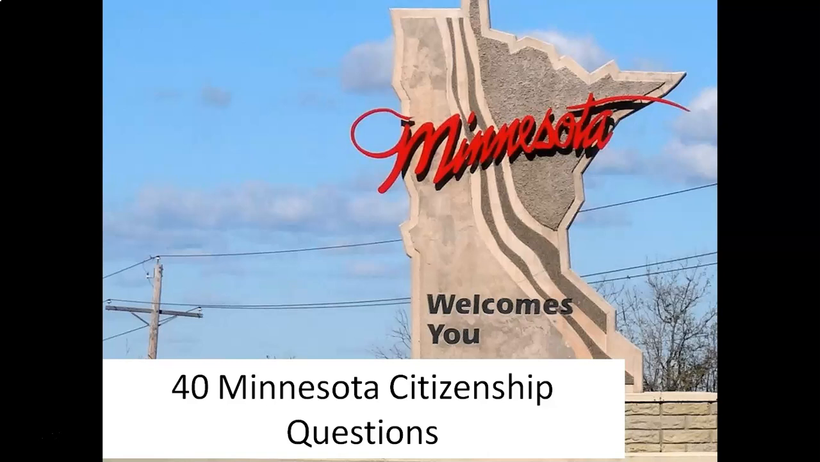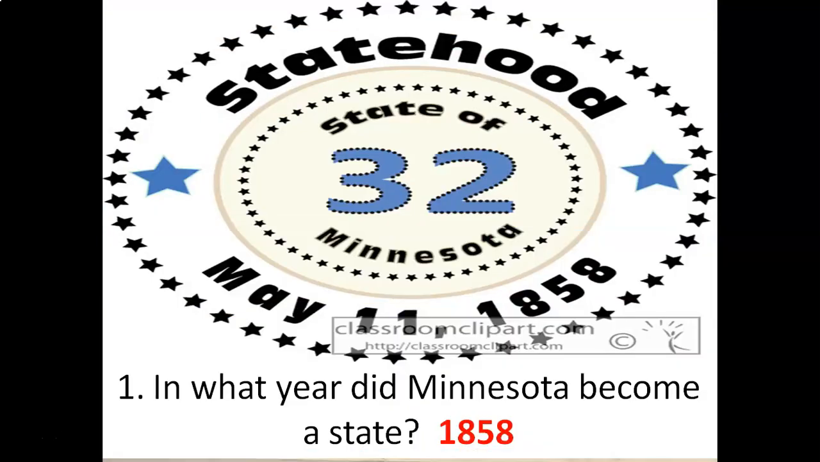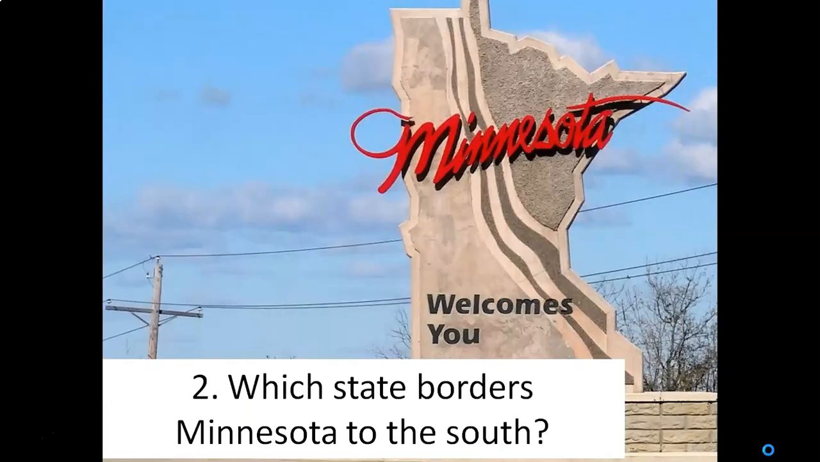So let's begin. In what year did Minnesota become a state? That was in 1858, and the answers will be in red text. So I will ask the question, then in the next slide I will have the answer in red text. And I might have an image to go along with the answer. So Minnesota, the 32nd state in 1858.